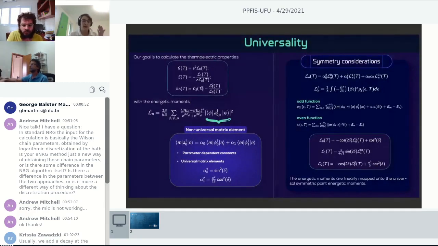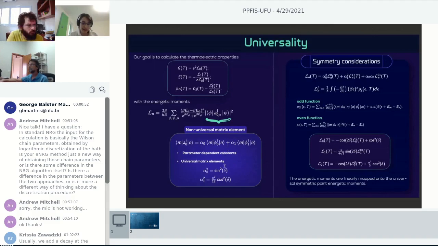Our goal is to calculate the conductance, the thermopower, and the thermoconductance. They can all be written in terms of these energetic moments, shown here. In the side-coupled device, they depend on this matrix element of the central site, and in the single electron transistor, they would depend on the quantum dot operator D. But this matrix element is not universal, because it is not something I get from the universal Hamiltonian Hj from the last slide. So the idea in this universality study is to rewrite this matrix element in terms of the universal ones, so phi 0 and phi 1.